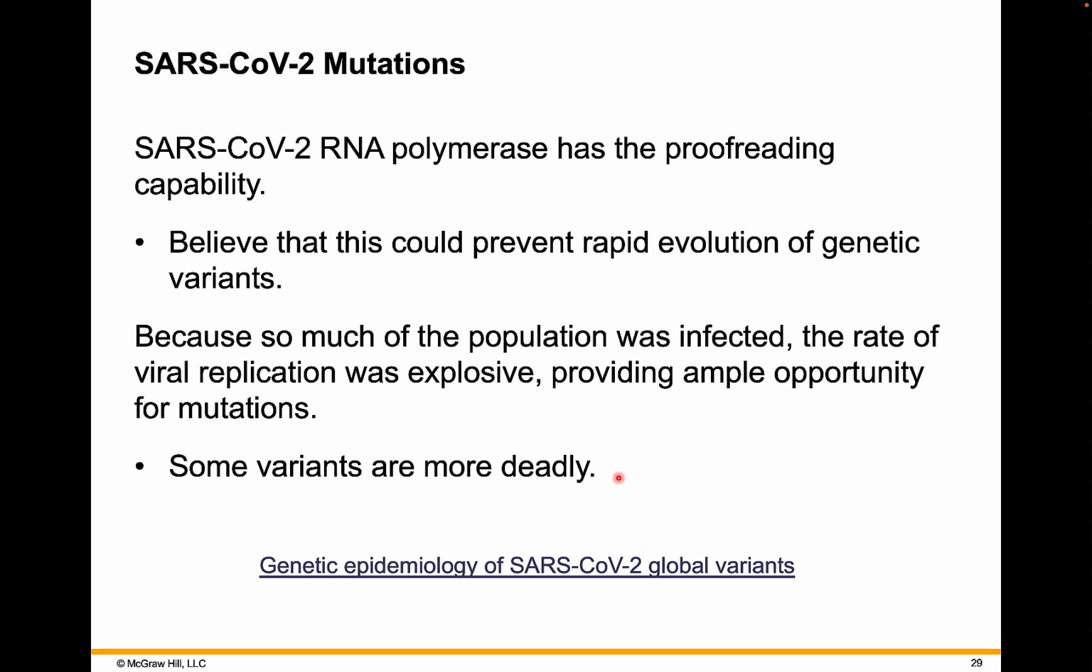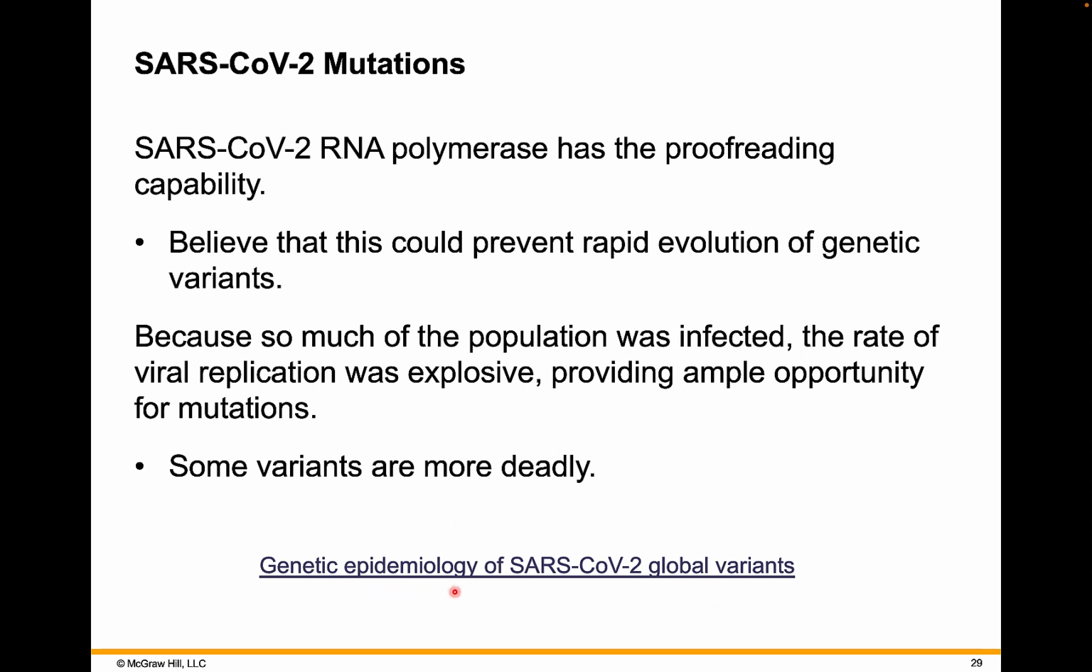The only reason is that so much of the population was infected. Remember that this RNA polymerase makes mistakes in every replication cycle, in every infected cell in a single human being. When millions of humans are infected, just think about how many cells are replicating these viruses and how many possibilities of mutations can happen. Even with the proofreading ability, their replication is explosive and provides ample opportunity for mutations.